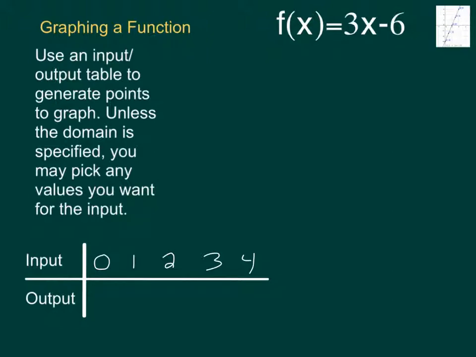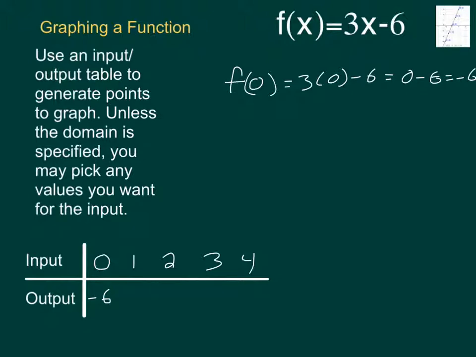And to figure out the output, all I'm going to do is plug these into my function. So the first one that I'm going to do is f of 0. I'm trying to graph this function here, f of x equals 3x minus 6. So f of 0 is 3 times 0 minus 6. 3 times 0 is 0, and minus 6 is negative 6. And so what I have there is an input of 0 and an output of negative 6. That's an ordered pair. 0, negative 6 is really what I'm looking at there.